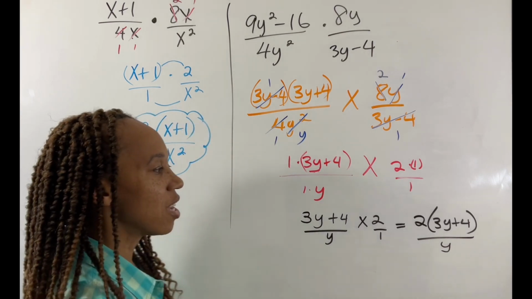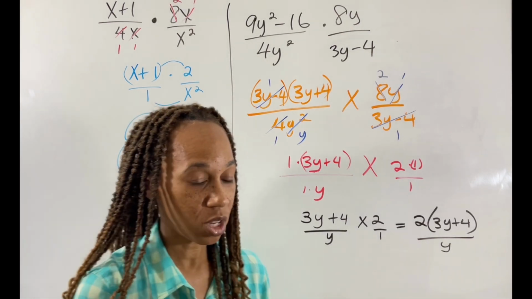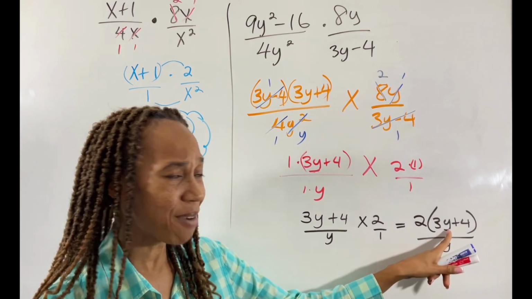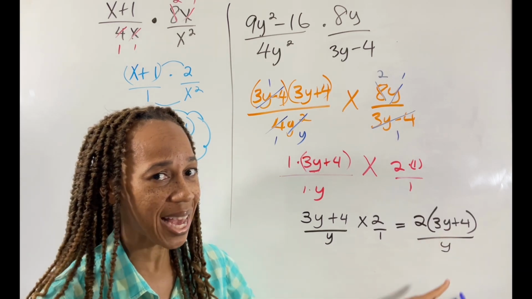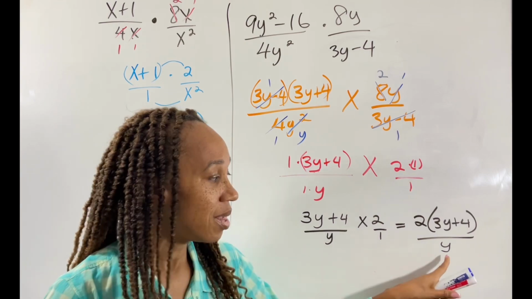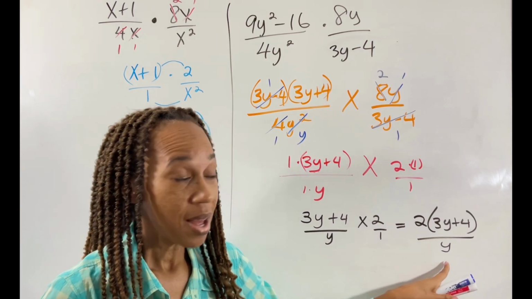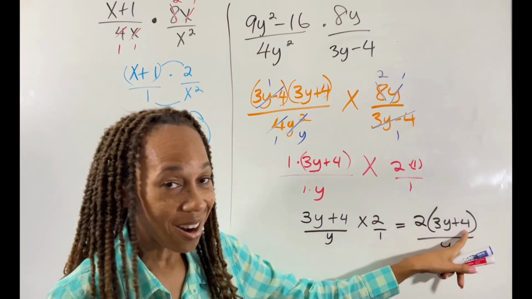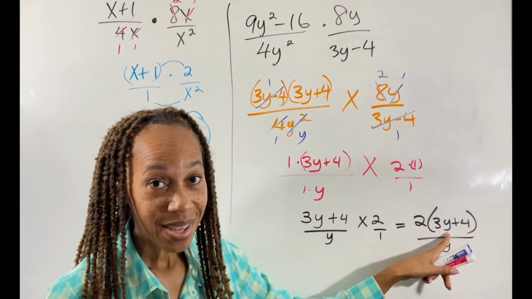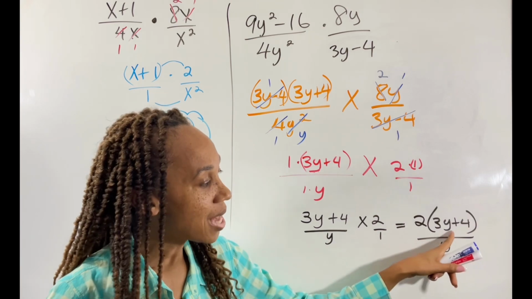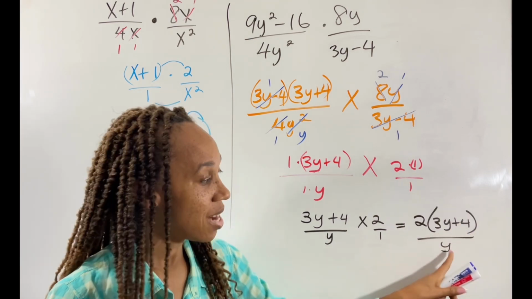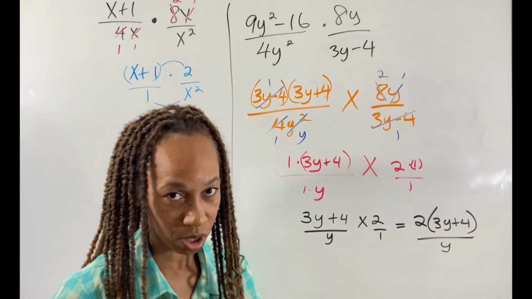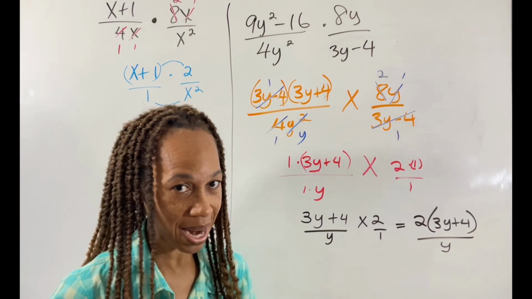You can't do anything else with this. Don't tell me, oh, but miss, I have a y here and I have a 3y. No, you can't cancel it out, because guess what? This is a monomial. This is a binomial, meaning that something is added onto the 3y. Because something is added onto it and nothing is added onto this y at the bottom, you cannot cancel anything out. Please, don't make that mistake.